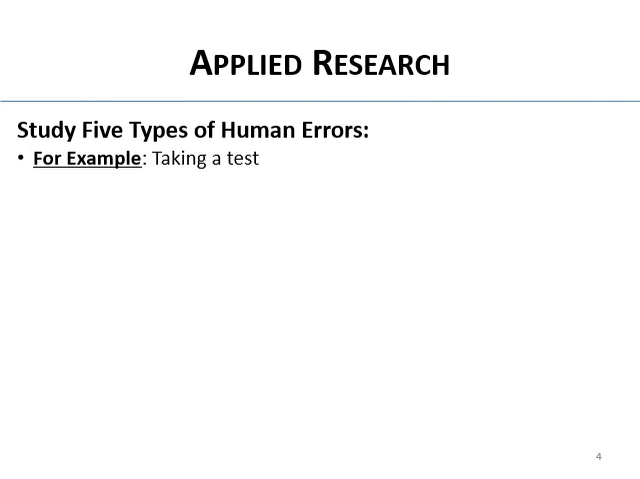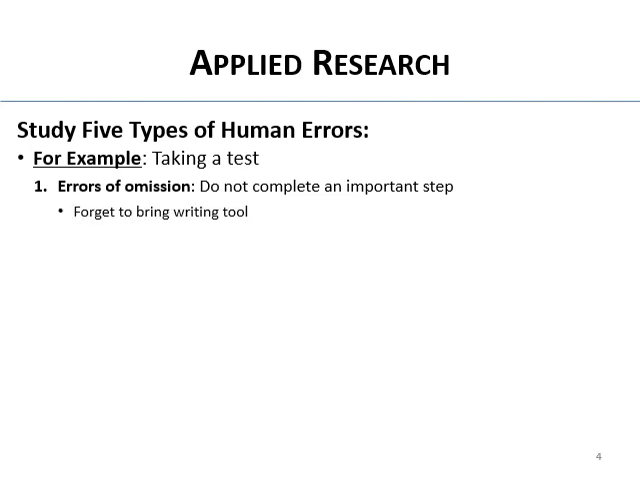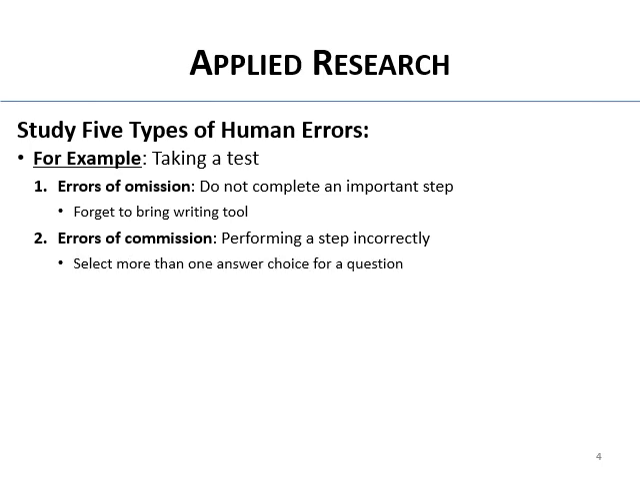So we're going to use test taking as an example. They look at errors of omission. This is when you're looking at steps for a process. They do not complete an important step. So this would be forgetting to bring a writing tool, for example, if you're taking a pen and paper test. Errors of commission are another type of error where you perform a step but you do it incorrectly. So, for example, selecting more than one answer choice for a question is usually an error of commission. You've done a step, but you did it incorrectly.